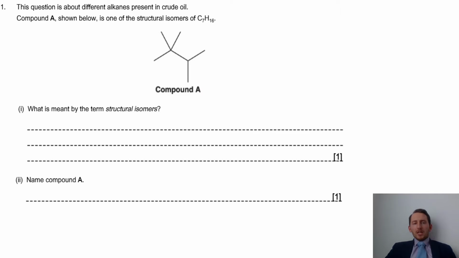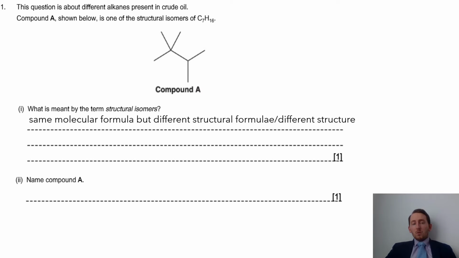We have our first question here about compound A, and we're asked what's meant by the term structural isomer. So for this question here, it's a definition. If you know your definitions, these questions are relatively straightforward. If not, you need to go back and look at those definitions, get them committed to memory. For this, we need to say with the same molecular formula, but different structural formula or a different structure.